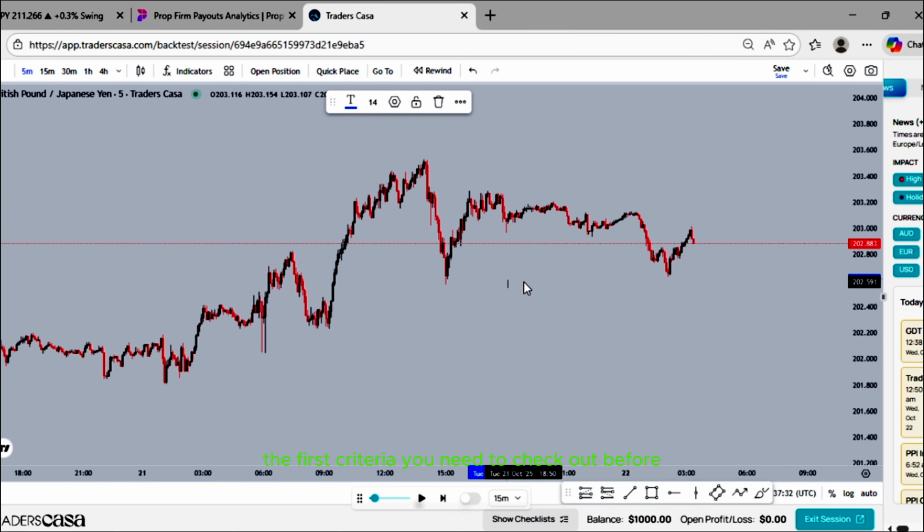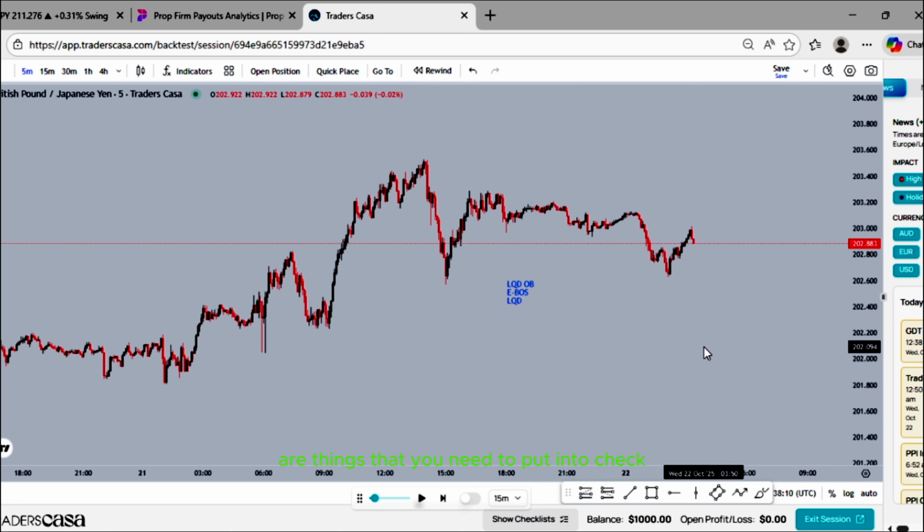The first criteria you need to check before considering the order block to be a high probability order block should be an LQD OB, which is a liquidity order block. The next criteria you need to check for should be an external break of market structure, external BOS. And last but not the least is LQD, which is liquidity. These criteria are things that you need to put into check. Now let's break these criteria down in depth for you to understand.